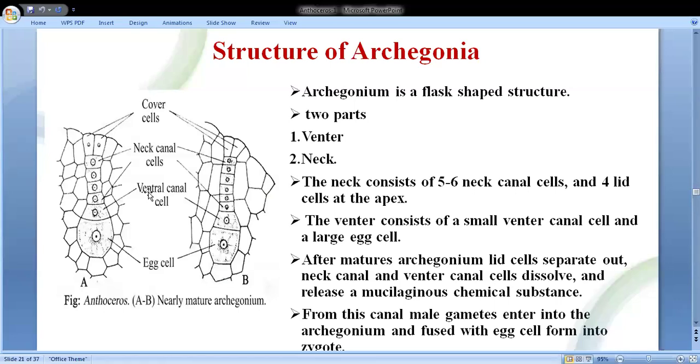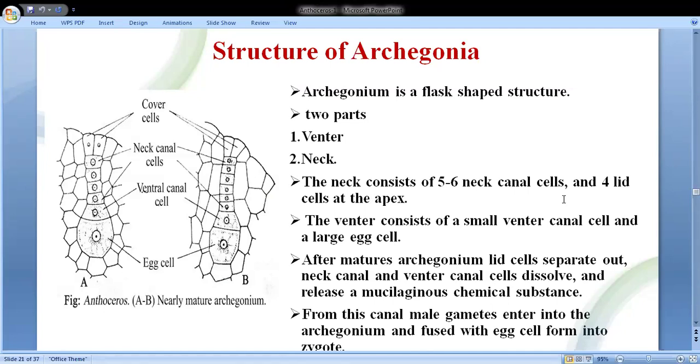See here, same. This is the archegonia, the female sexual organ of Anthoceros. The archegonium is a flask-shaped structure. Two parts are there, the venter and the neck. This is the egg cell. In the venter, the egg cell is there, and the neck canal cells. These are called neck canal cells. These are cover cells, the lid cells. This is a mature archegonium. It has two parts, the venter and the neck. The neck consists of 5 to 6 neck canal cells.